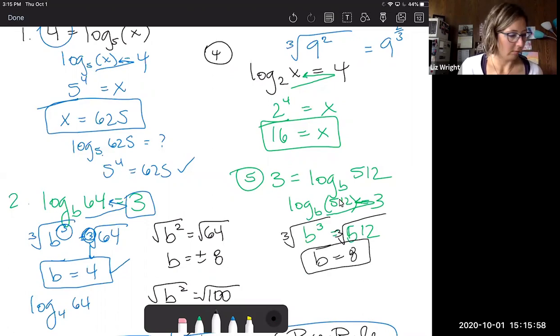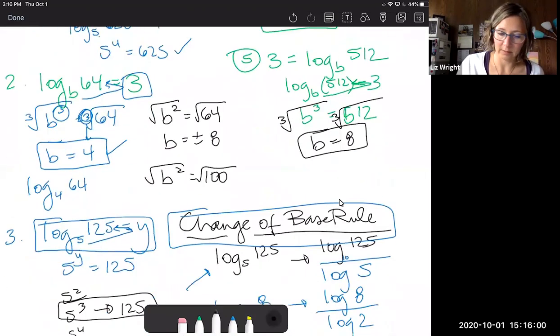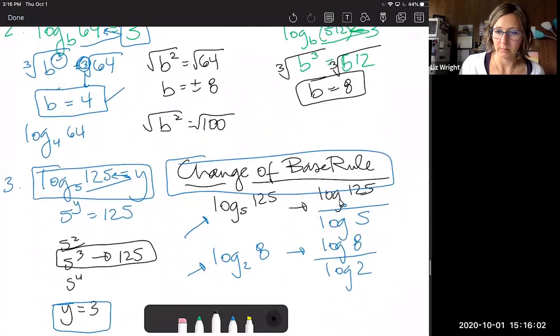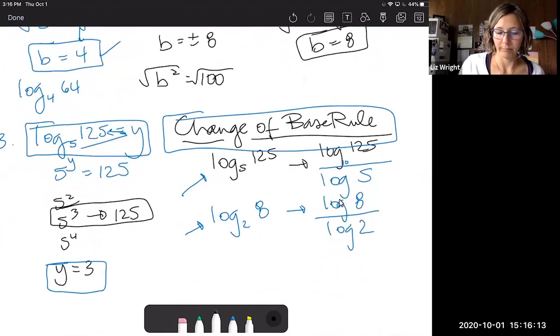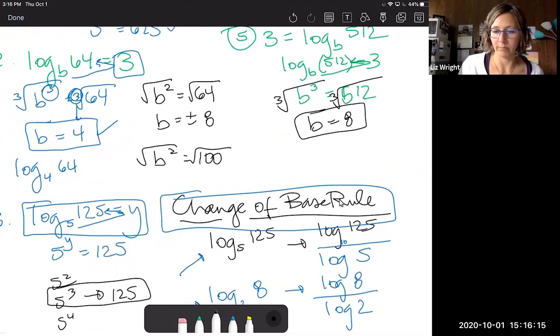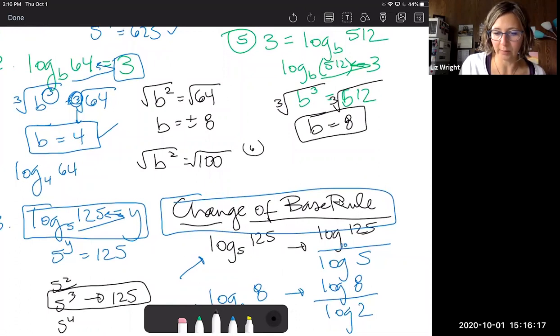All right, we have a few more examples. I'm kind of running out of space here. All right, so let's do, this is discover a log rule. I'm going to try to squeeze it in here. So discover a log rule. It's going to come in handy.